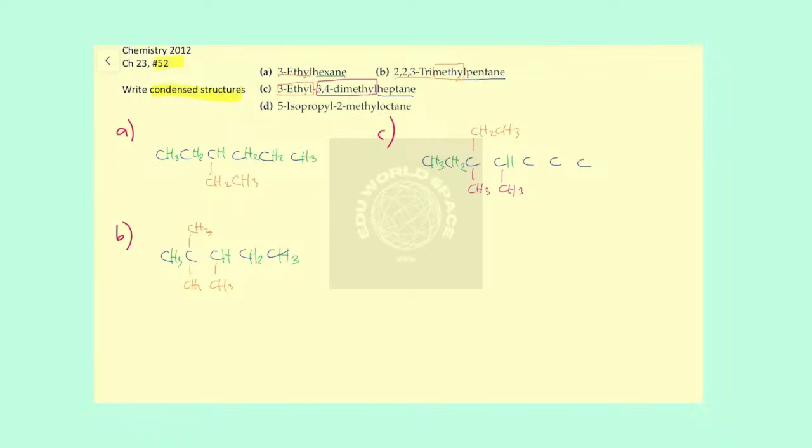And finally, we have structure part D. Okay, we got 5-isopropyl 2-methyl octane. So again, as you notice, I just ignored all the groups there and went to the part where it says octane. Okay, so that means I have 8 carbons. So let's go ahead and draw 8. 1, 2, 3, 4, 5, 6, 7, 8.